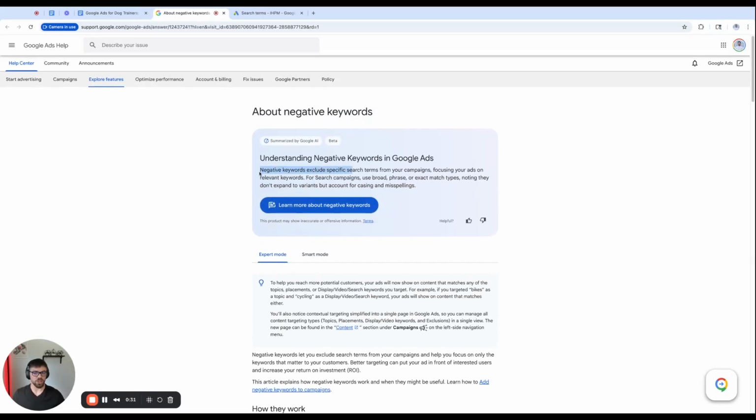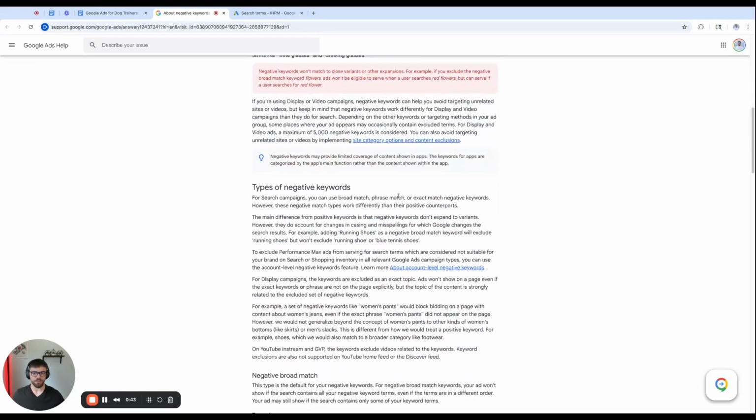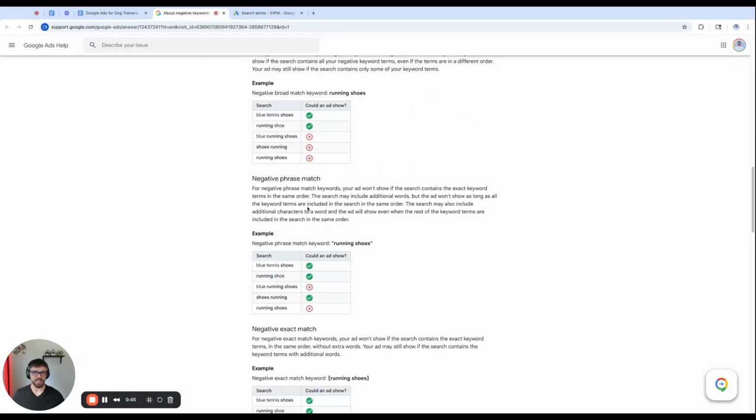So negative keywords exclude specific search terms from your campaigns, focusing your ads on relevant keywords. For search campaigns, use broad, phrase, or exact match types. And we have a few examples here.